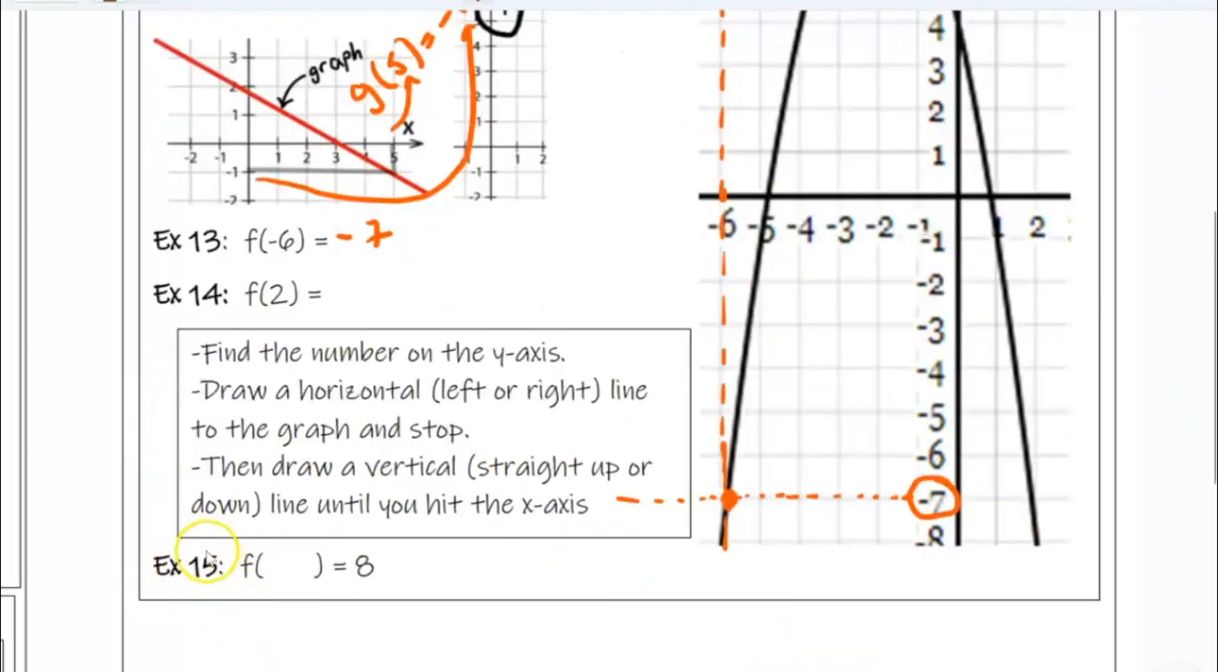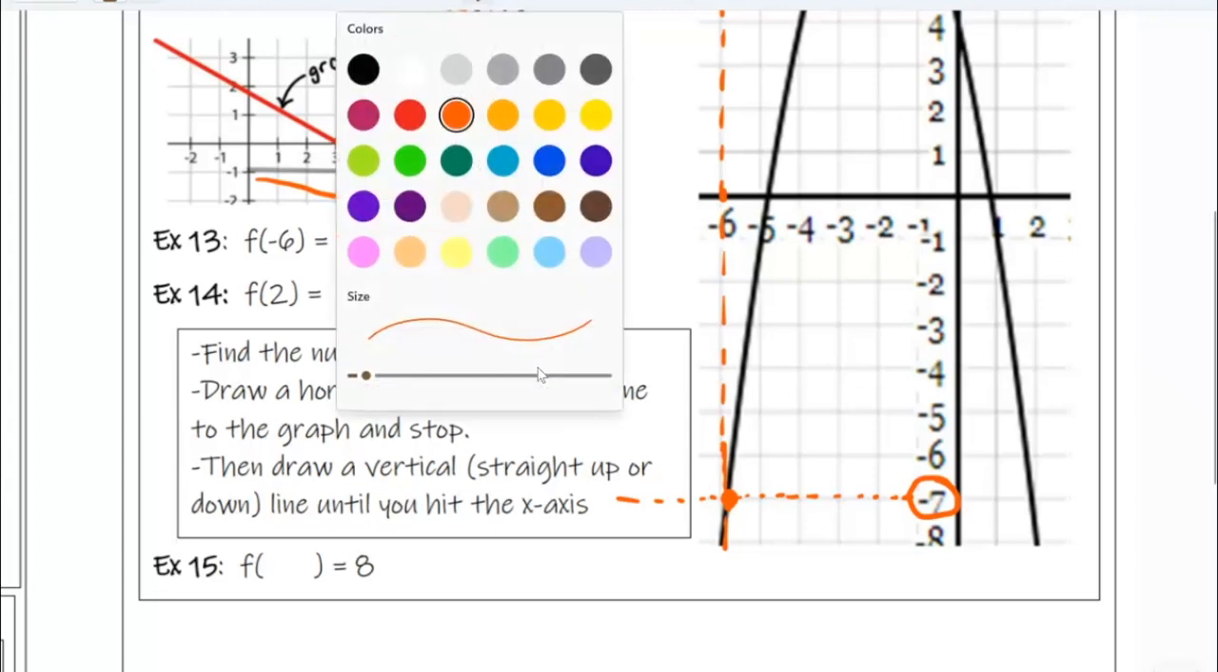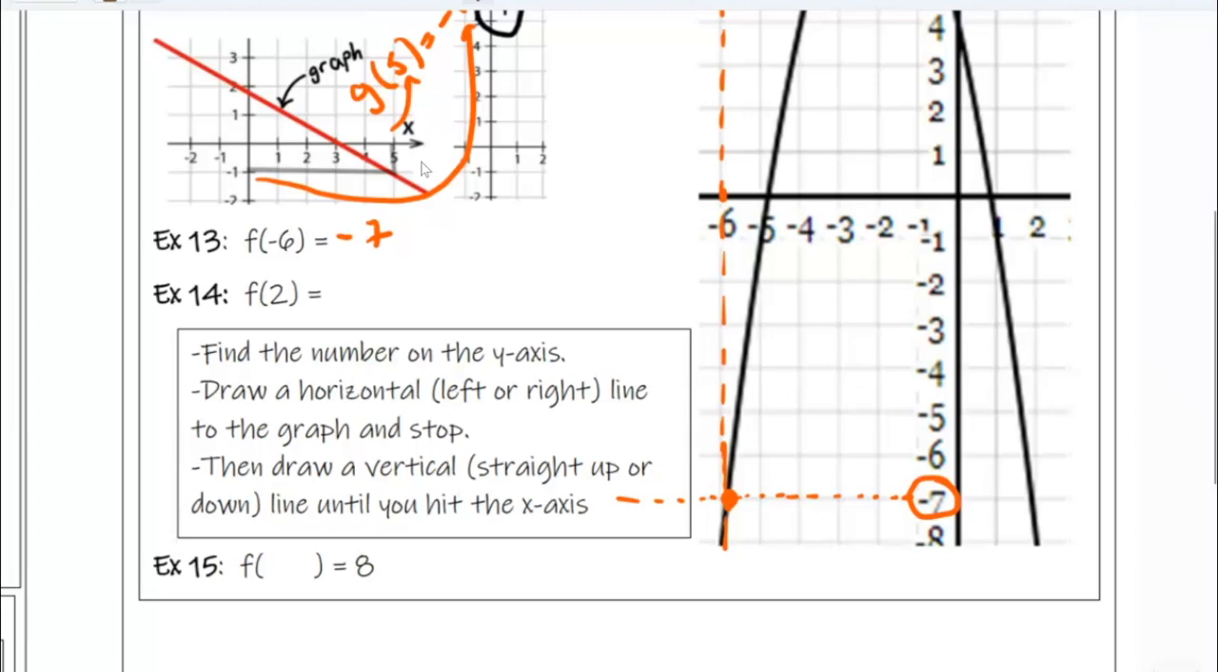While you're going to do example 15. So it says find the number on the y-axis. So this time I'm going to change the color real quick. I'm going to find the number. So let's say I was given, so I'm just writing this part you don't need to write down. F of blank is equal to -7. I'm just showing you how to do it. So find the number on the y-axis. So this is the output. I come to the number which is on the y-axis, -7.